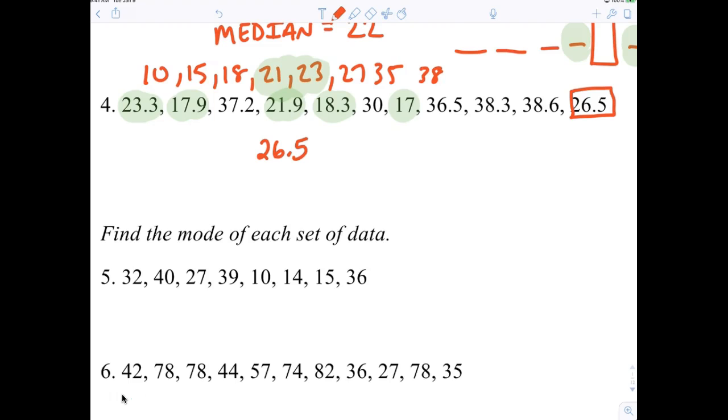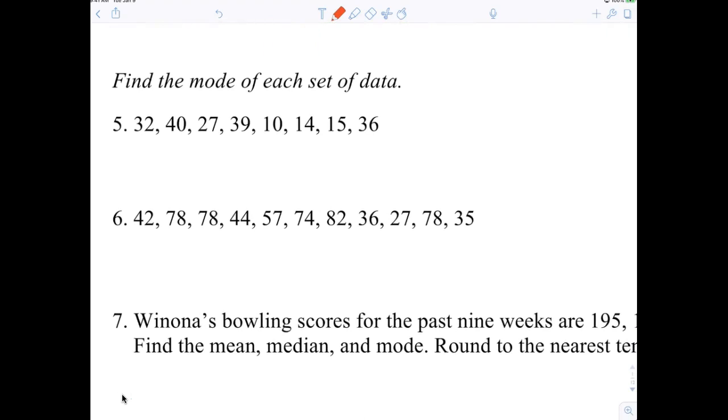Mode. We want the number that occurs the most. So if I look at all those numbers, is there a number that occurs more than once? So we would say no mode. What about 6? Somebody said 78, so I'm going to highlight 78. 78 occurs how many times? Yeah, so that was easy enough.